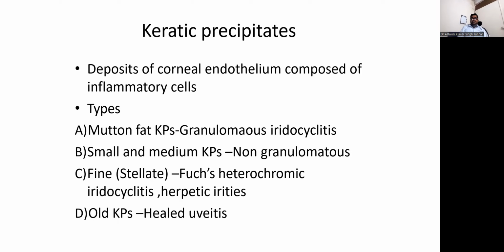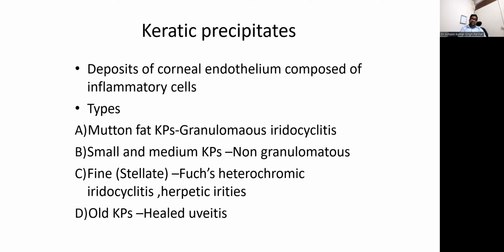So other than this, then the old KPs. The old KPs are actually the same exudative deposits in the endothelium, but these are seen in the healed kind of uveitis. There is no activity in that, but they are a kind of fibrosis structure which are already deposited on the cornea.